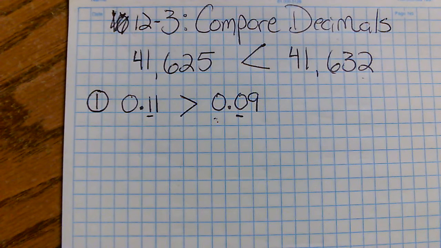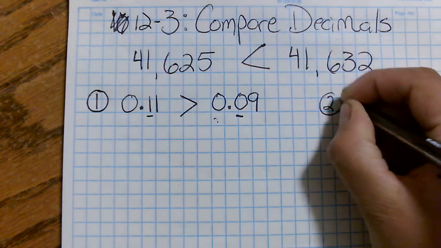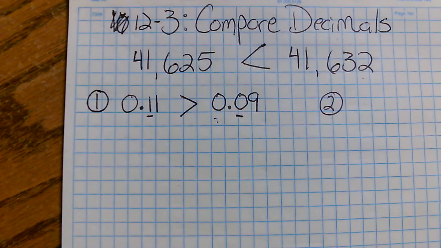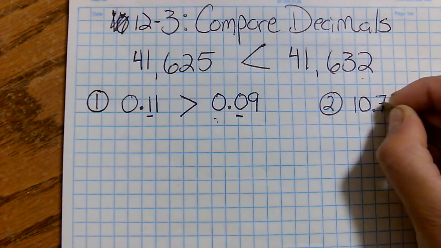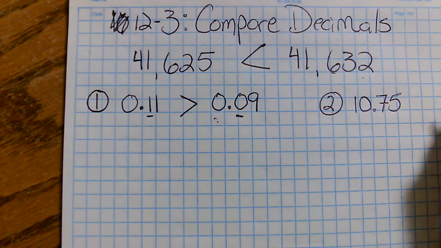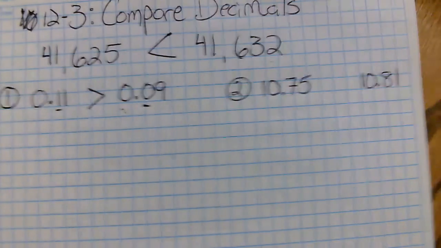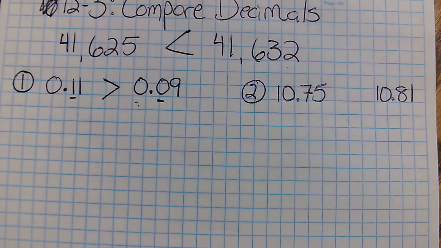Not too bad, right? Let's try another one. I'm going to put a number 2. And let's try 10 and 75 hundredths compared to 10 and 81 hundredths. Whoops. Maybe you guys would like to see what I'm writing.